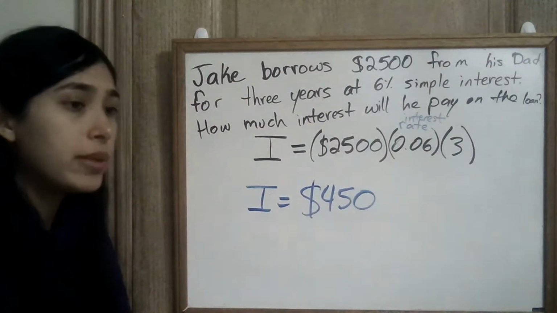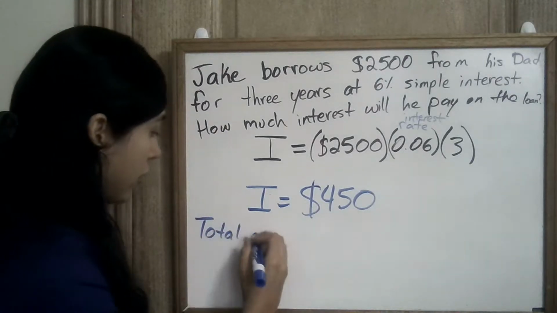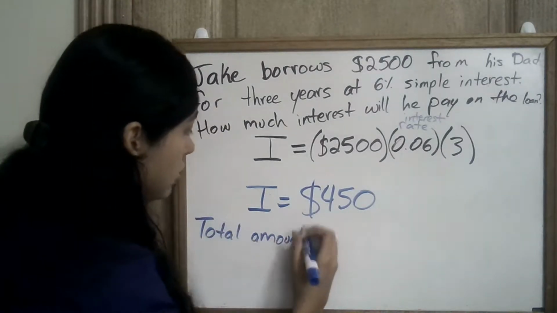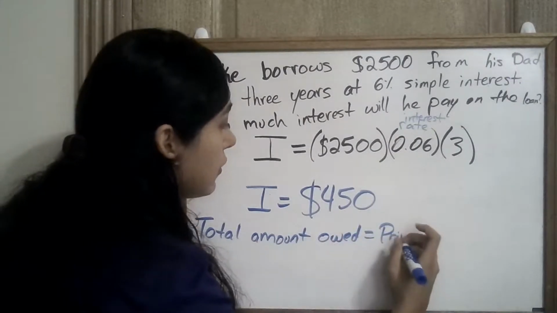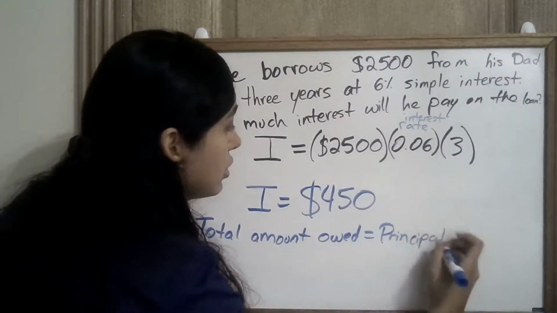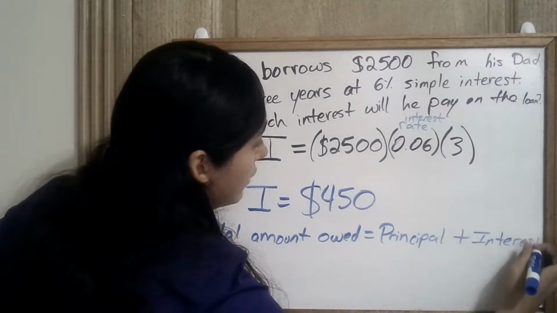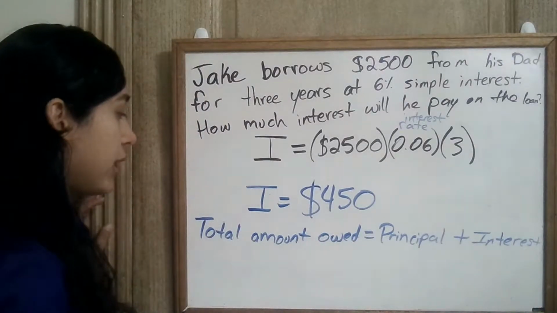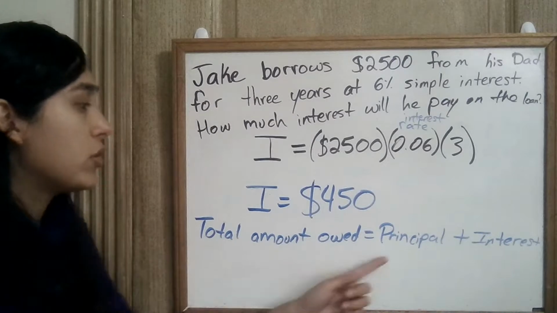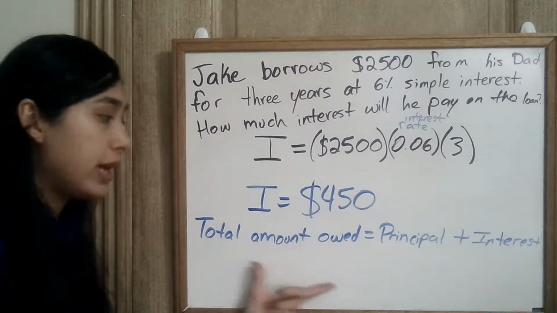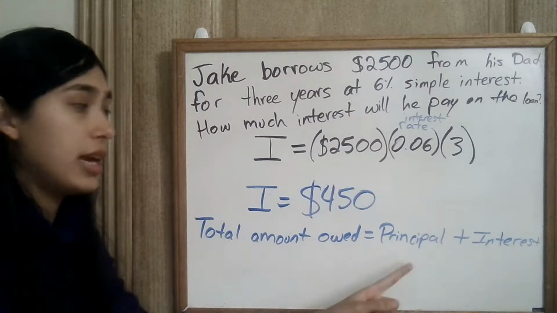But what's the total amount he owes? It's gonna be the principal plus the interest. Now, this is also a very good way to check. We know that the total amount owed is gonna be in dollar signs. We know the principal is gonna be in dollar signs too. So whatever we have here is gonna have to be 2 different dollar amounts added.